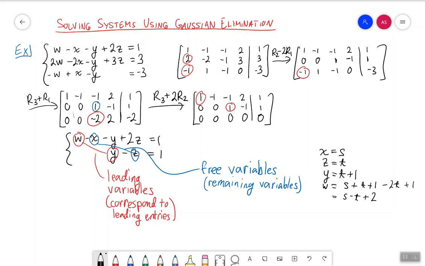And so our vector form of our solution is going to be (s minus t plus 2, s, t plus 1, t).